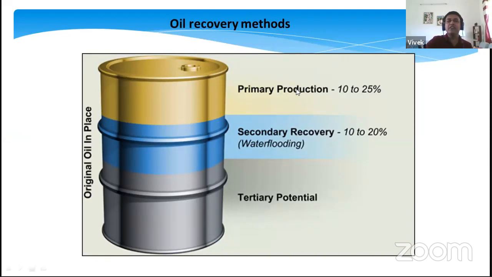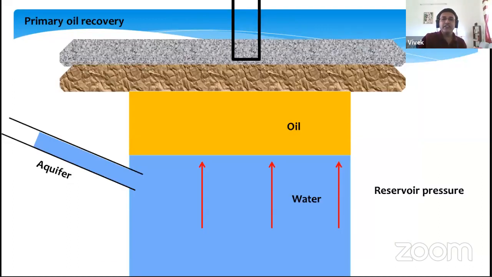Primary recovery, which I will shortly talk about, accounts for 10 to 25% of recovery, followed by secondary recovery, which adds up another 20% of crude oil recovery. What we as biotech researchers are aiming for is to contribute to tertiary recovery, which accounts for the remnant oil which is not possible to be recovered by the primary and secondary recovery operations.